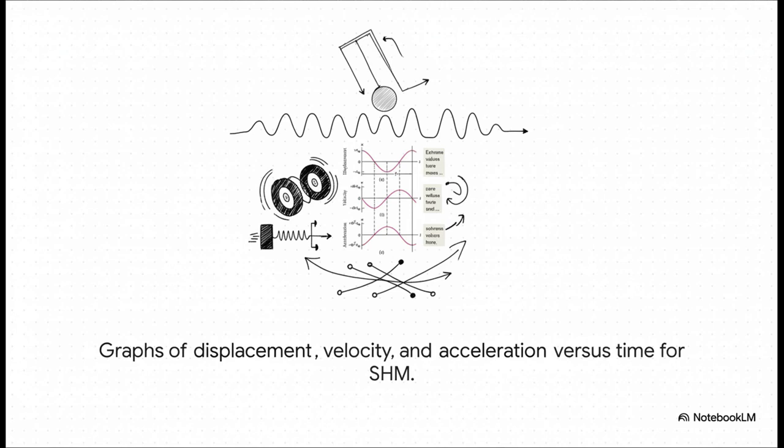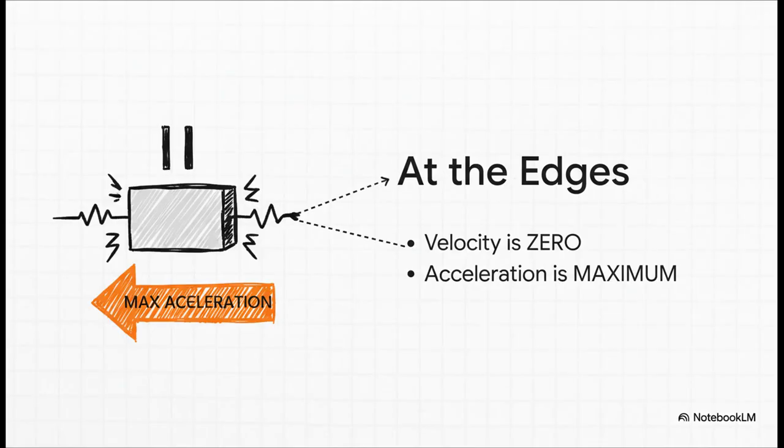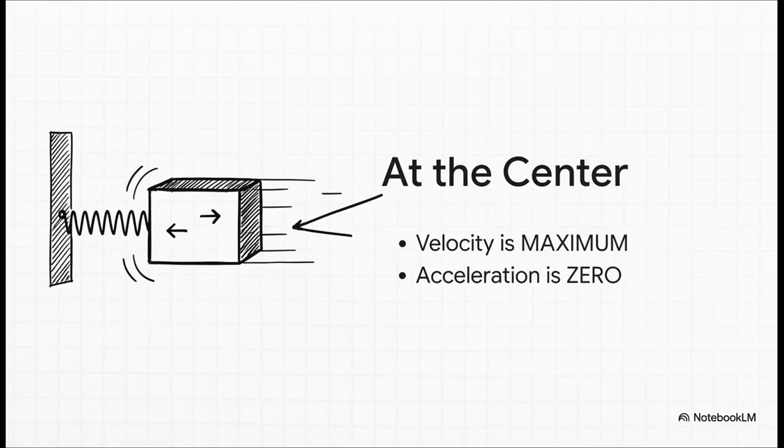Let's zoom in on the most important moments. So think about it. Right at the very edge of the swing, the block just hangs there for a split second. It has to stop to turn around, right? So its velocity is zero. But at that exact moment, the spring is stretched to its absolute limit, yanking it back. That is maximum force, which means maximum acceleration. Now what about when it flies through the center? It's a total blur. It's moving at its absolute top speed.